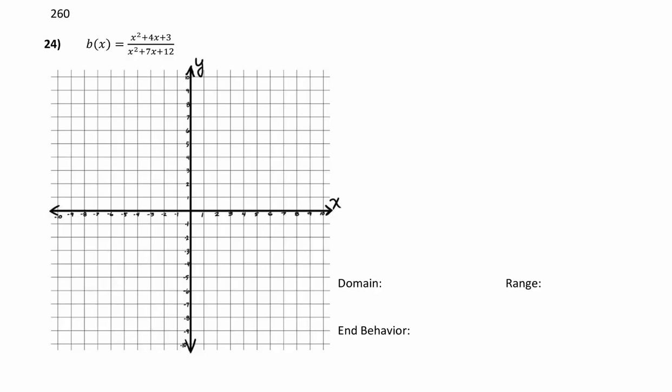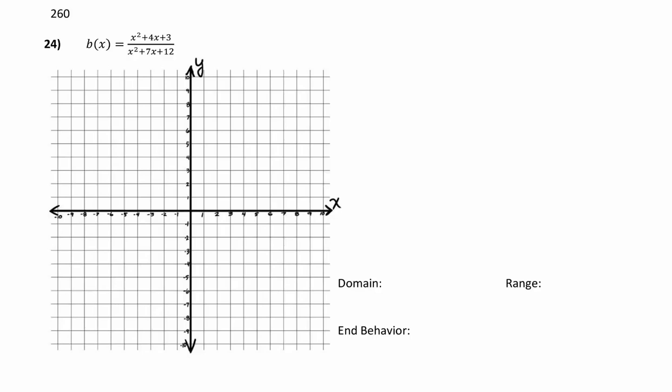Welcome, guys. We're going to do another example here from the notes of just some of these yucky irrational graphs and kind of how you approach problems like this. So problem number 24, we're dealing with b of x, so good old Bob here. Quadratic over another quadratic, so x squared plus 4x plus 3 divided by x squared plus 7x plus 12, okay?